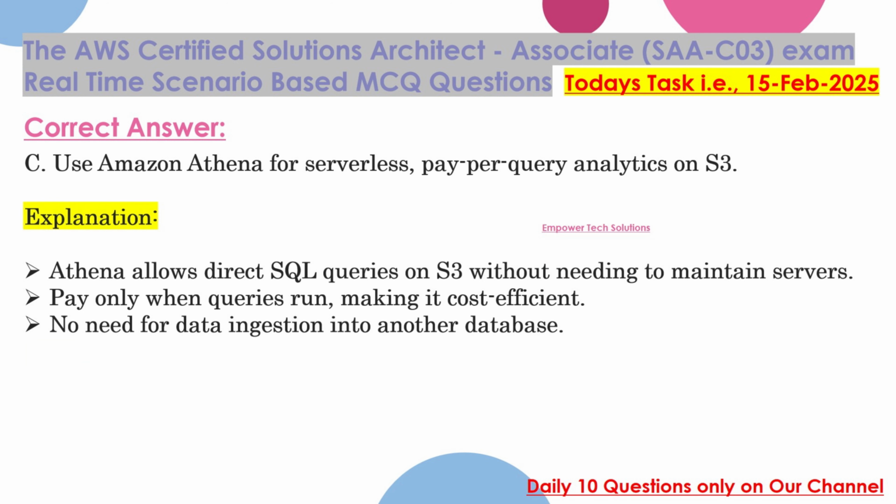Correct answer: C. Use Amazon Athena for serverless, pay-per-query analytics on S3. Explanation: Athena allows direct SQL queries on S3 without needing to maintain servers. Pay only when queries run, making it cost-efficient. No need for data ingestion into another database.